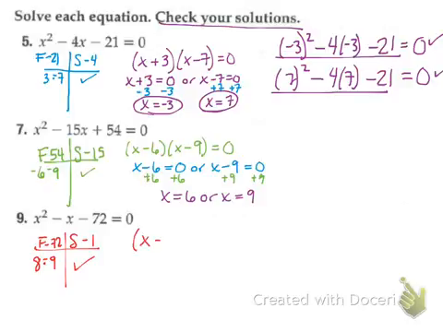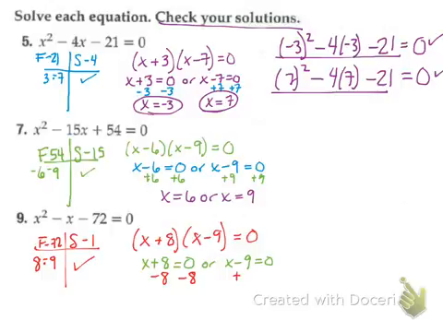Write the factored form: (x + 8)(x - 9) = 0. Zero product property: x + 8 = 0, or x - 9 = 0. Subtract 8 from both sides, add 9 to both sides: x = -8, or x = 9. Can check that in my calculator, making sure that it equals 0. Comments, questions, or concerns? Pretty easy, right, friends?